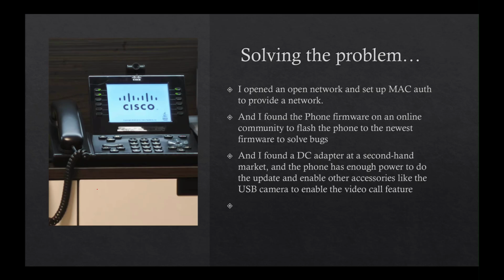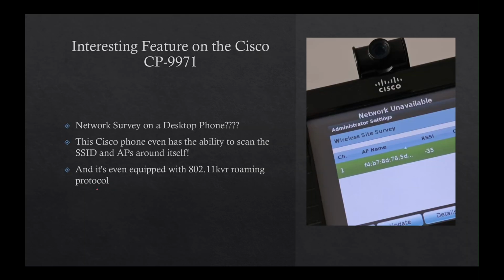And I also found a DC adapter on the secondhand market, which is 48 volt 1A, and I DIY'd the DC port, and the phone just works. It has enough power to do the update and enable other accessories like the USB camera or the video call features.